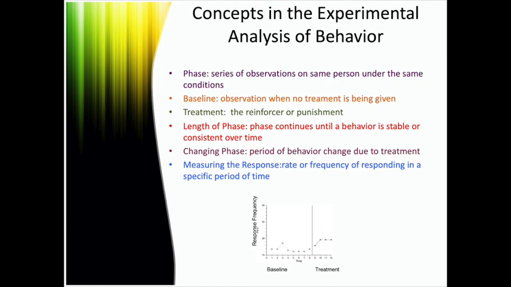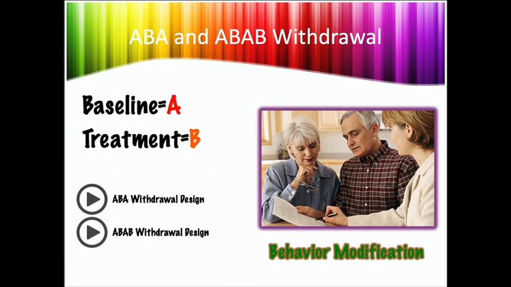So in a single participant research design, the baseline is usually referred to by the letter A, and the treatment is referred to by the letter B. Another term you'll need to know is withdrawal, and withdrawal refers to the withdrawal of the treatment in the second phase of A, or the baseline.